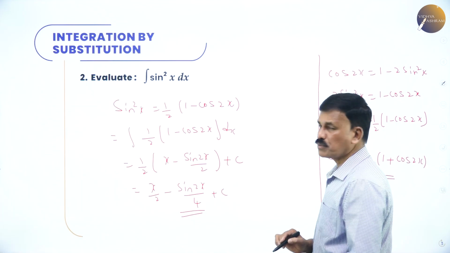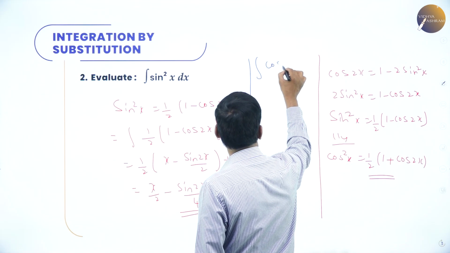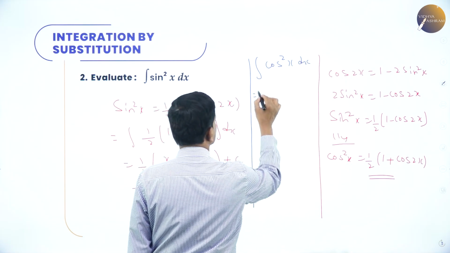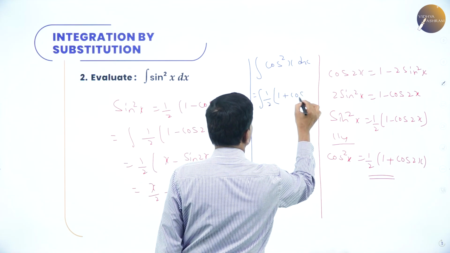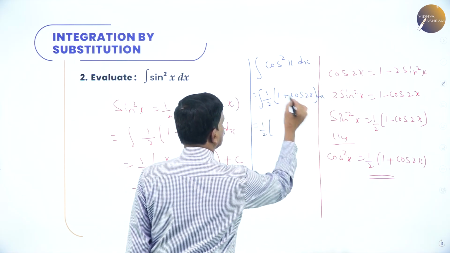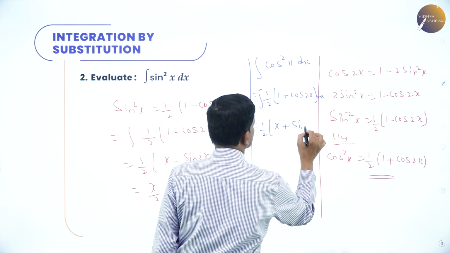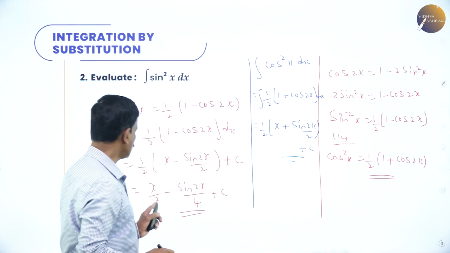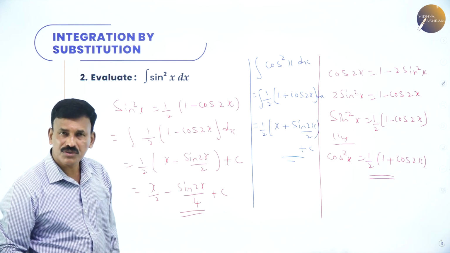Hope you followed. Suppose it is cos square, integral of cos square x dx. Cos square can be written as half into, what is the formula for cos square? 1 plus cos 2x into dx. Half into integration of dx is x plus integration of cos 2x is sin 2x divided by 2 plus c. That's it. So for sin it is minus, for cos it is plus.